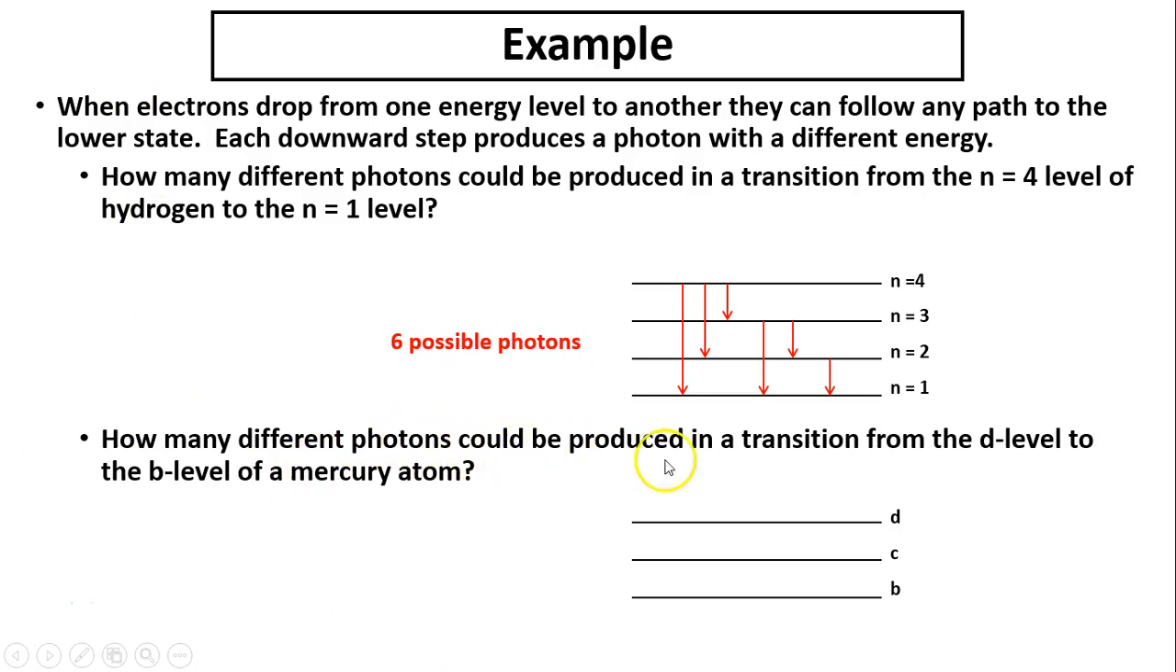Let's try again. How many different photons could be produced in a transition from D level to B level? D, C, B, from D to B. Try it yourself. See if you can figure it out. So the answer actually is 3 possible photons.